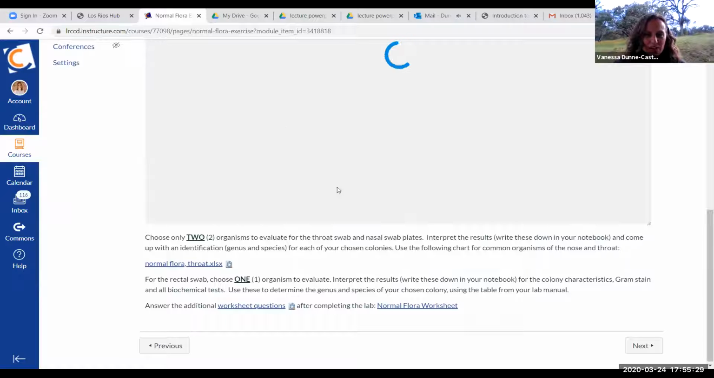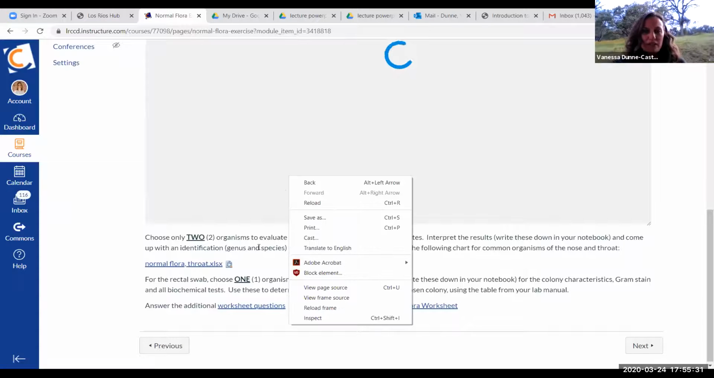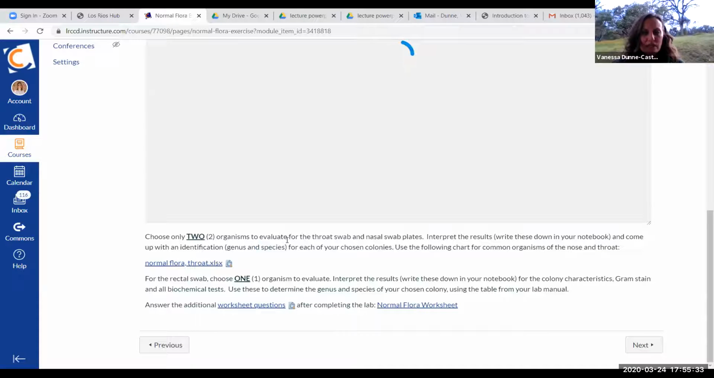But once you look over all of those results, you will be, again, choosing 2 of them and then interpreting the results. You need to, in your notebook, write down what the gram stain means. So I just have a picture for you. You identify all the basic characteristics that we're asking you for. Anytime you write down cellular morphology, indicate their growth characteristics on the media that we're using. And then with this chart that I put on here for the throat and the nose, you can identify genus and species of the organism that you've chosen.